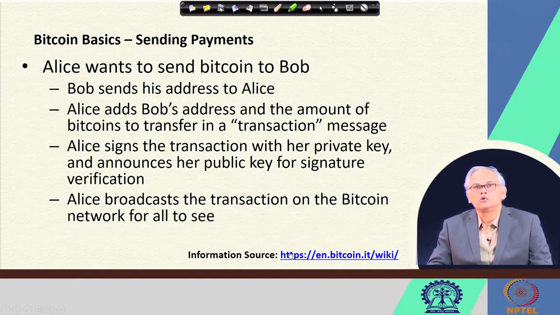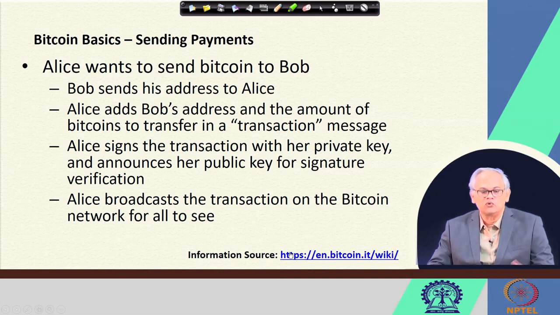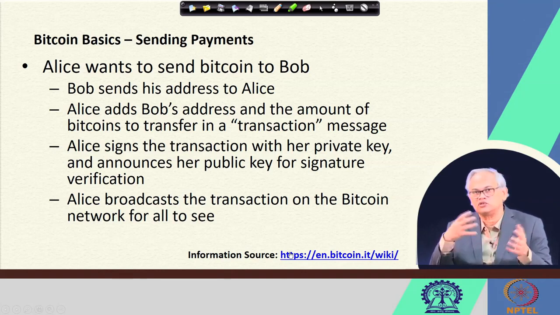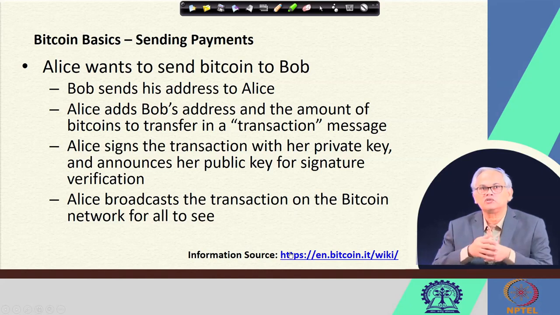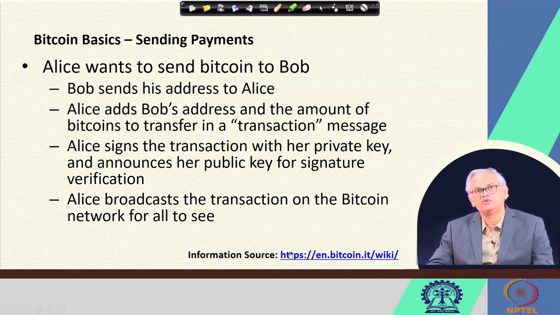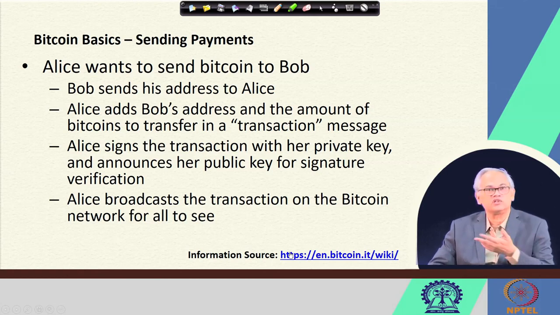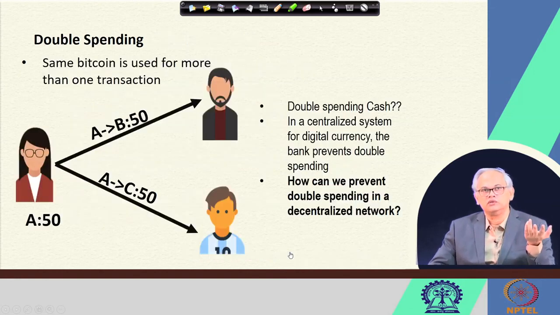Now, of course, we have seen how to send payments, which we studied before, but now let us put it in the perspective of the actual generation and transfer of bitcoin. Alice wants to send bitcoins to Bob. Bob has sent his address to Alice. Alice adds Bob's address and the amount of bitcoin to transfer in a transaction message. Alice signs the transaction with her private key, announces her public key for signature verification, and then broadcasts the transaction on the Bitcoin network for all to see.